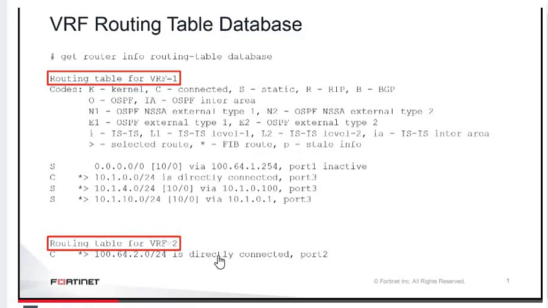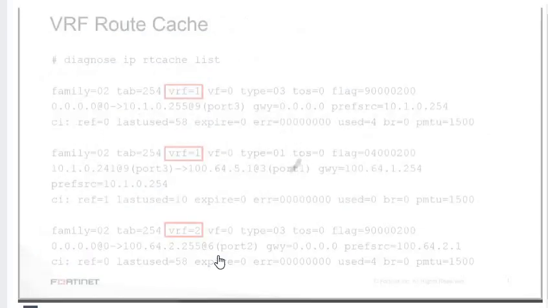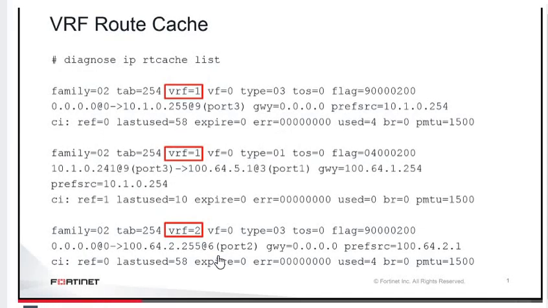The routing table database output also changes. Both active and inactive routes are grouped based on their VRF instance. The route cache entries will also show VRF ID information for recently used route entries.